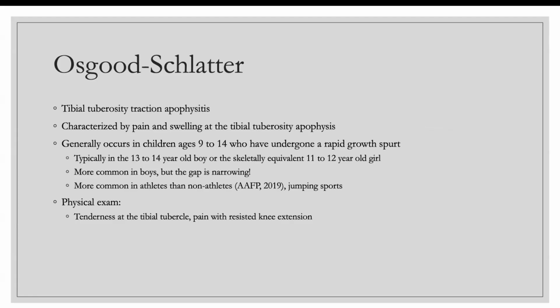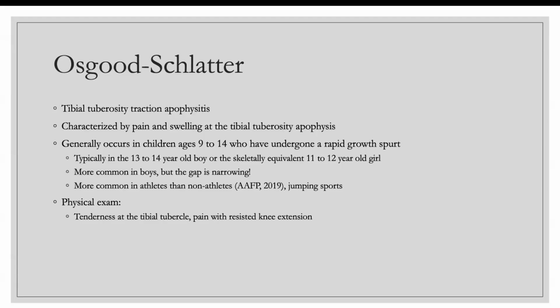Up next, we have Osgood-Schlatters disease. So this is going to be our most common tibial tuberosity traction apophysitis. It's characterized by pain and swelling at that tibial tuberosity. It's going to occur generally around the ages of 9 to 14. Usually those kids are going to come in, they're going to have a rapid growth spurt.